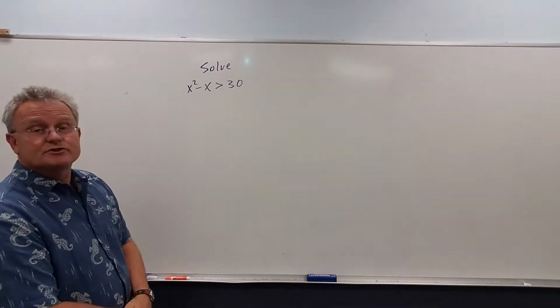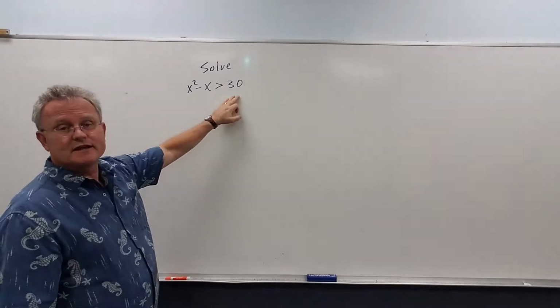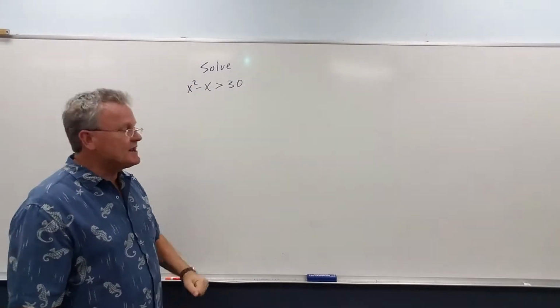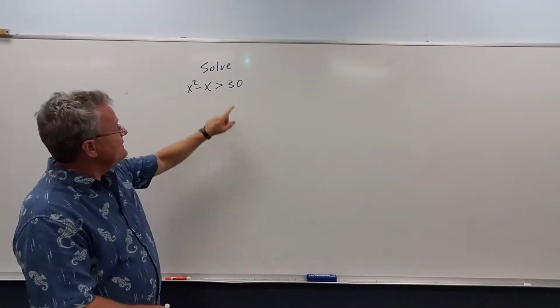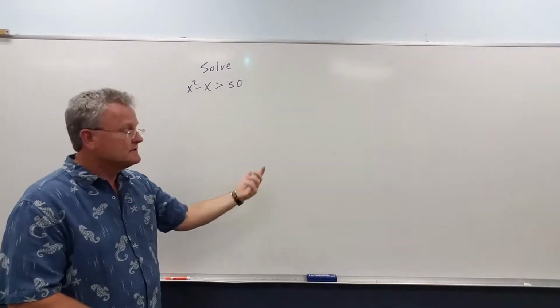All right, we're going to solve a quadratic inequality. This is a quadratic inequality because the x squared tells us it's a quadratic. The inequality is because we have an inequality symbol. If this was an equal symbol, this would be a quadratic equation.